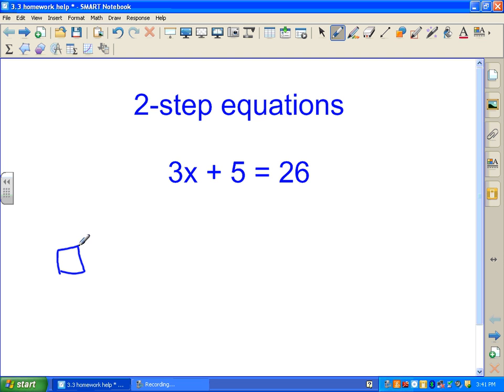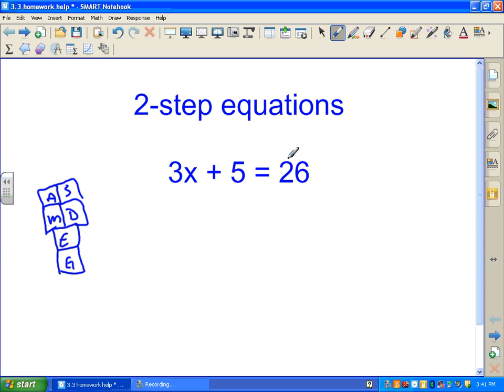Okay? And so anytime I have more than one operation, I always think about using the order of operations. And we'd done this earlier in the year. We used hopscotch to remember our order of operations. And it went grouping symbols, and then exponents, and then multiply and divide from left to right, and add and subtract from left to right.